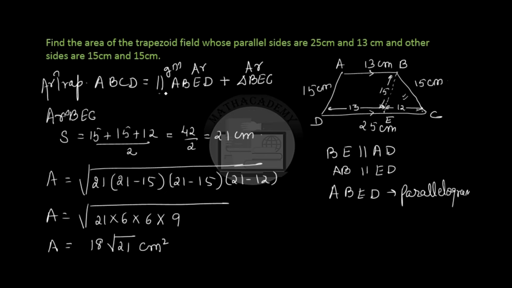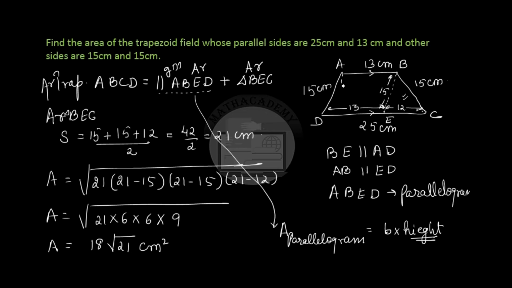Now, what do we need? We need the area of parallelogram ABED. What is the area of a parallelogram? Area of parallelogram is the base into the height of the parallelogram. But do we know the height of the parallelogram? That is the question. We do not know the height of the parallelogram, but we do know that whatever is the height of the parallelogram, the same is the height of the triangle because they are between the same parallels.